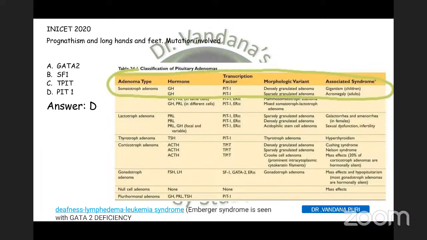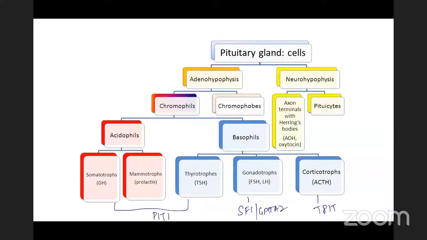Let us understand this first. To understand this, I'll take you to the pituitary gland. And remember, this is a very poorly read topic, so I want you to know this. We have two types of pituitary cells. Whenever I'm talking about the adenohypophysis, I have color loving cells and color haters. Color loving cells are called chromophils.